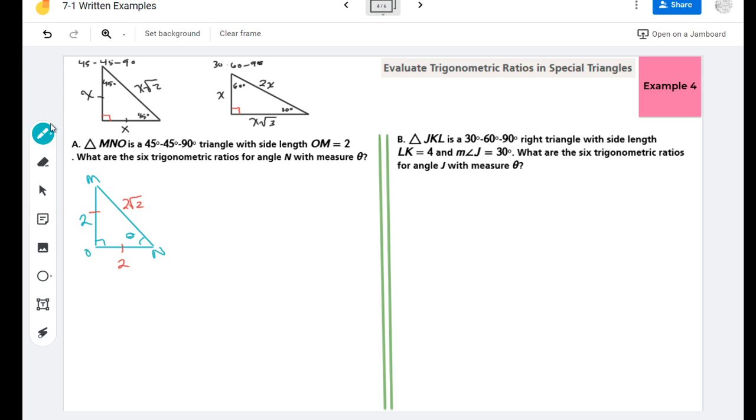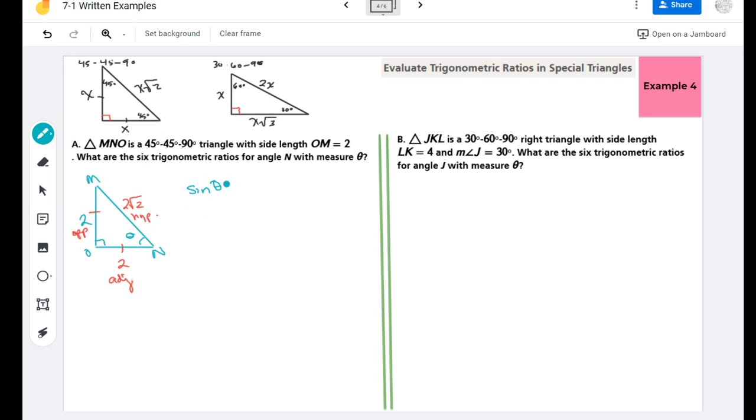Now relative to that angle, I'm going to label our triangle. Across from N, line OM, that's our opposite. That means this other 2 is our adjacent, and 2 root 2 is our hypotenuse. So now we could set up our trig ratios and solve for them.